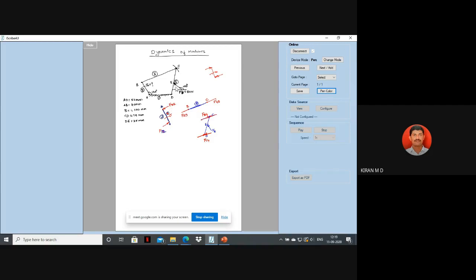Now, we know the direction of this force. What about the direction of the remaining two forces? This is the one direction, right? This is the one direction. So what is the F4 actually?